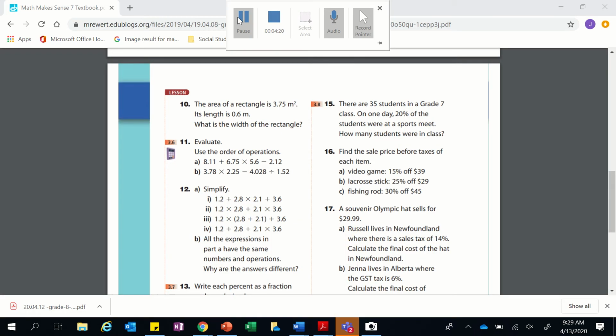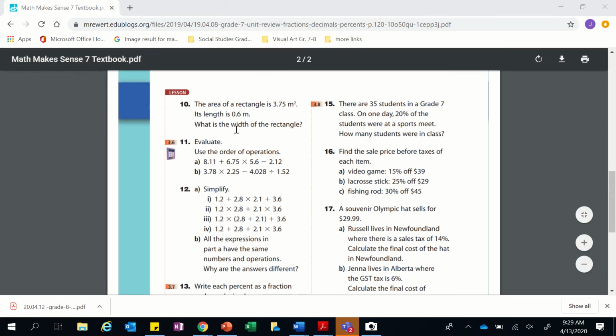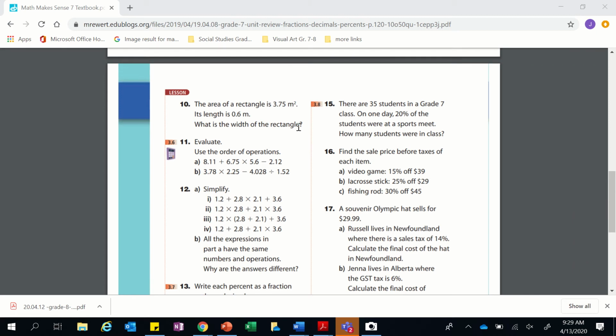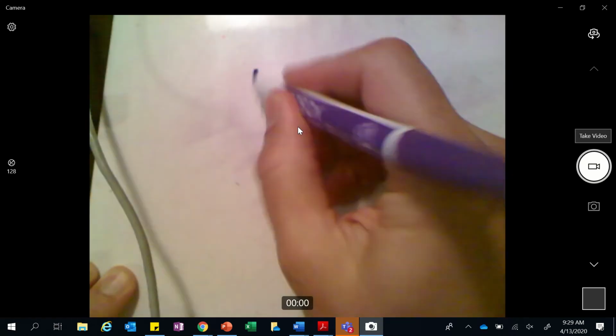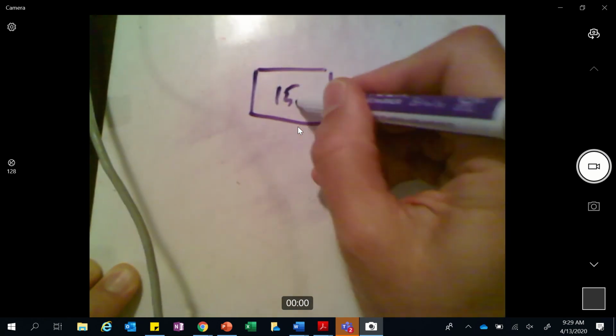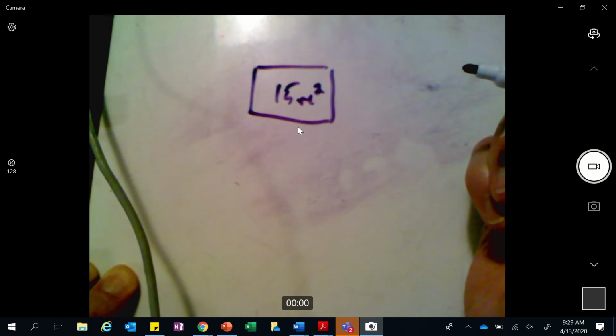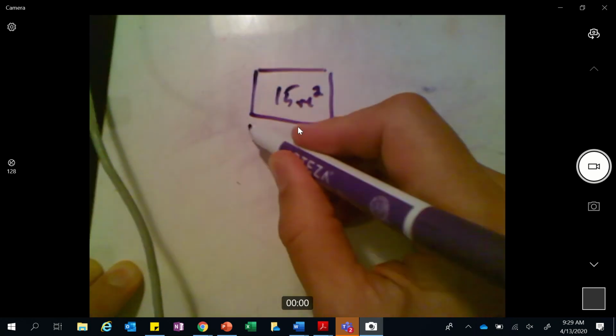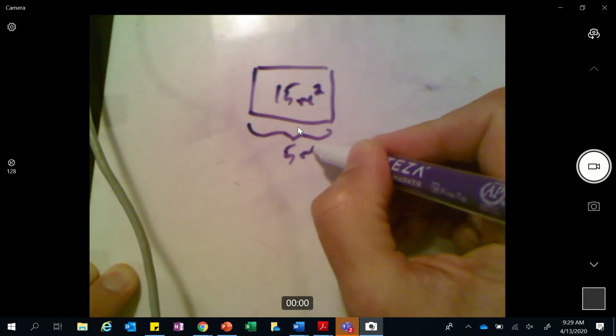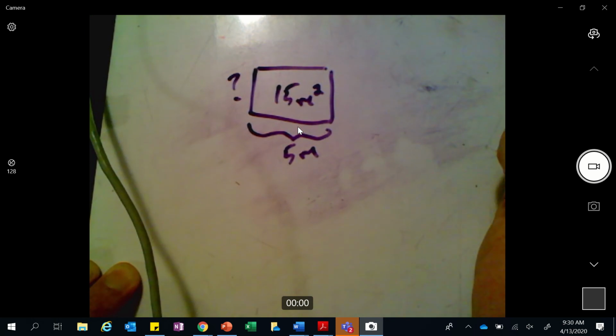In the assignment, you will also need to balance using a formula briefly. This is shown in number 10 when it says area of a rectangle. We have to remember formulas. So for example, if I had a rectangle and the area was 15 meters squared, it's a very large rectangle, and I knew that the length was 5 meters, what would the remaining side be?